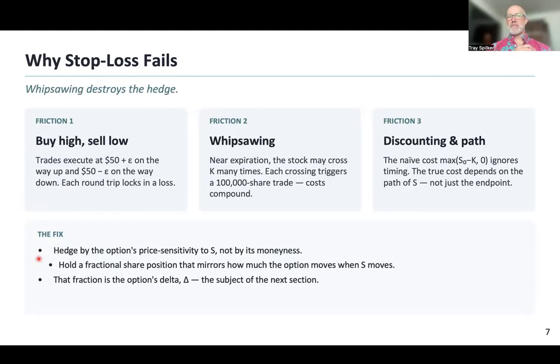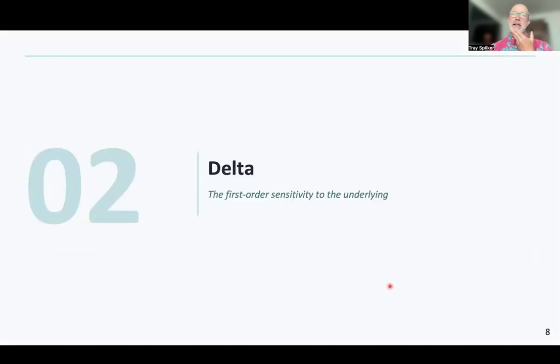That is sensitive to the share price S. So what we can do instead is hold a fractional share of the position that mirrors how the option moves when the share price changes. That fractional amount is what we call delta, and that's the subject of our next segment. Here we're going to talk about the first order sensitivity to the underlying share price.